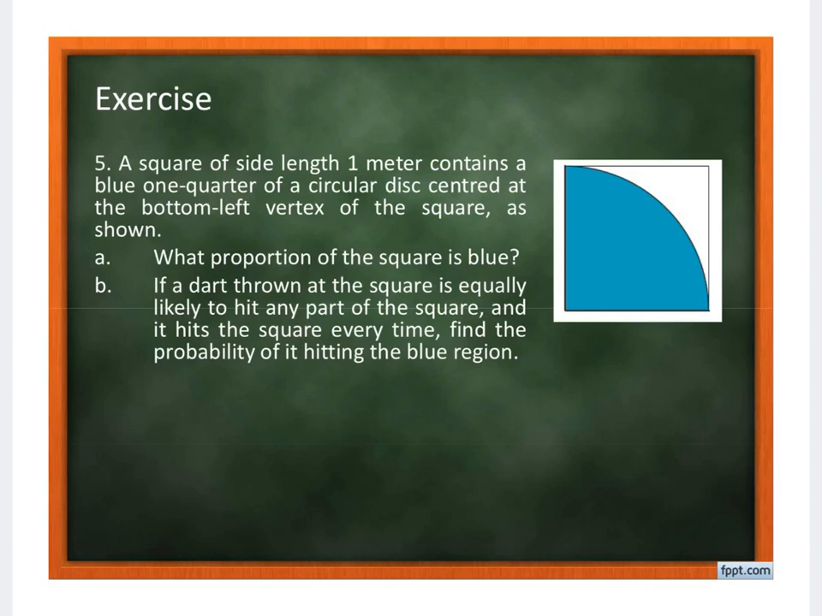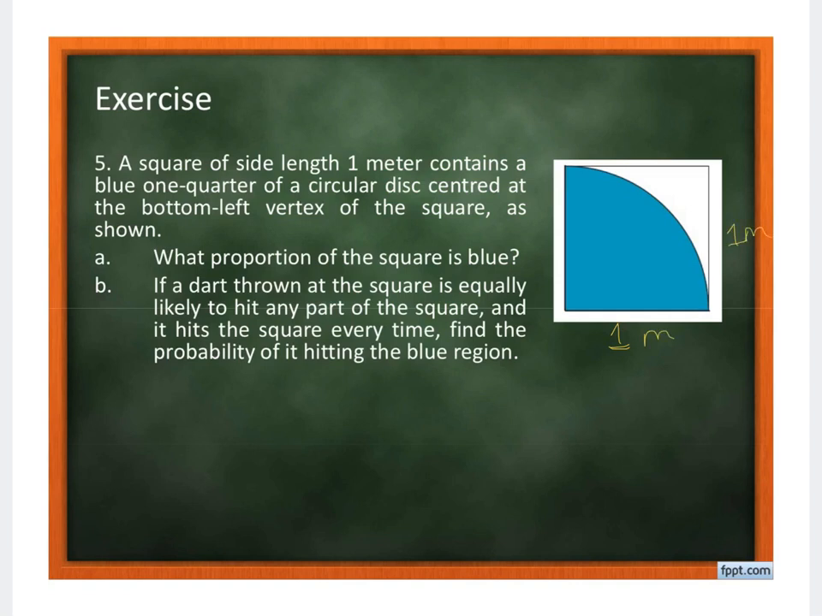A square of side length 1 meter contains a blue 1/4 of a circular disc centered at the bottom left vertex of the square. What proportion of the square is blue? If a dot thrown at the square is equally likely to hit any part of the square, and it hits the square every time, find the probability of hitting the blue region. Okay, the side is 1 meter.